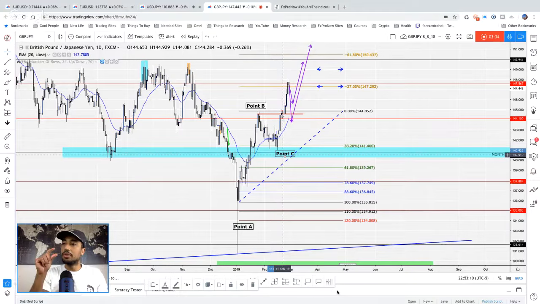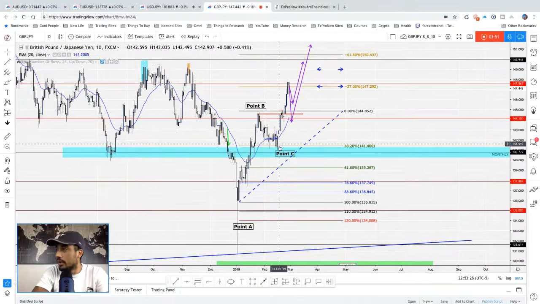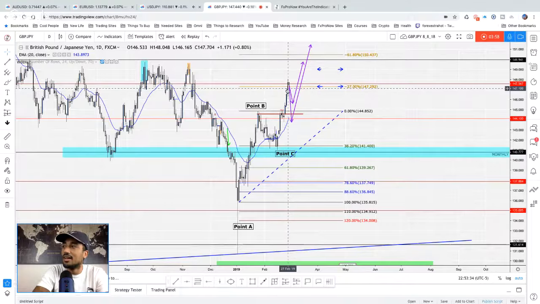Because you're probably on a shorter time frame for the pullback or for a continuation, and I'm on the actual long-term move, but we're both right. So point A, point B, point C, point D. Where did it go? Negative 27%. Okay, I'm looking for the push to the downside right now. It's going to be a long push.